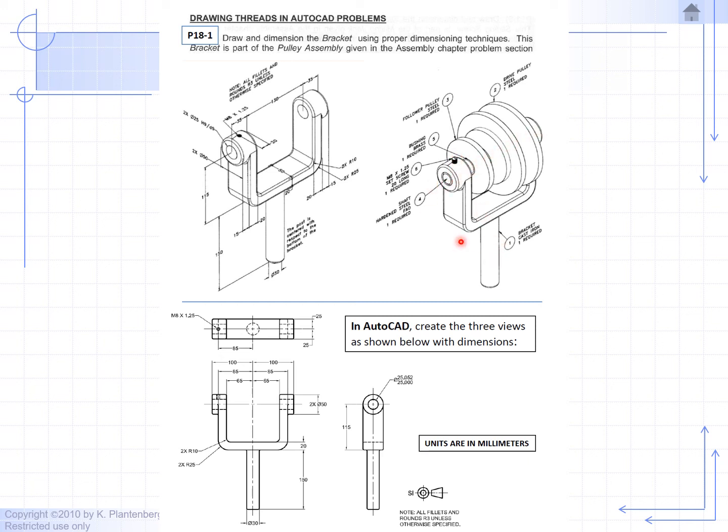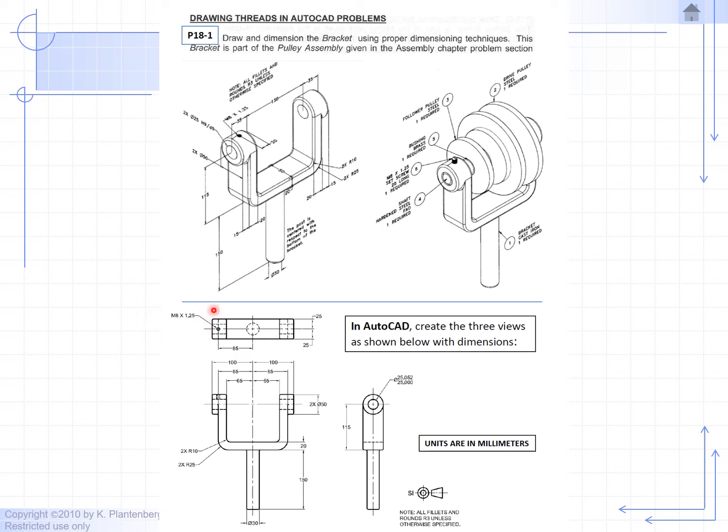So for our assignment, we're going to model in AutoCAD the bracket or the fork. Okay, we're not going to draw the entire assembly. We will cover assemblies in the next chapter. So our assignment is to just create the drawing for the bracket or the fork. So you're going to create a front view, top view, side view, and you are going to add dimensions.